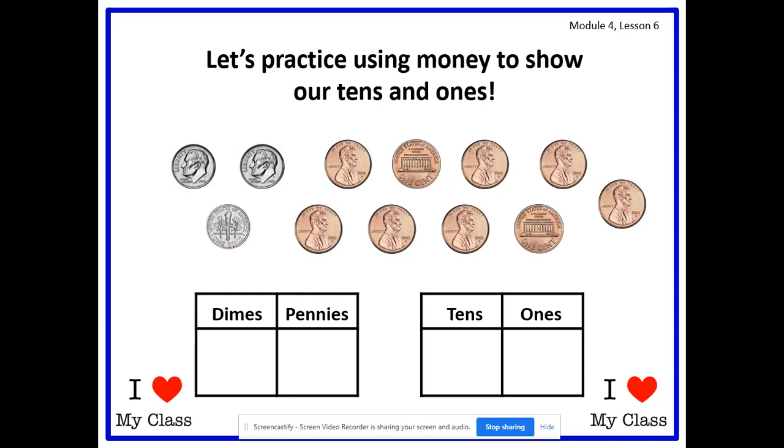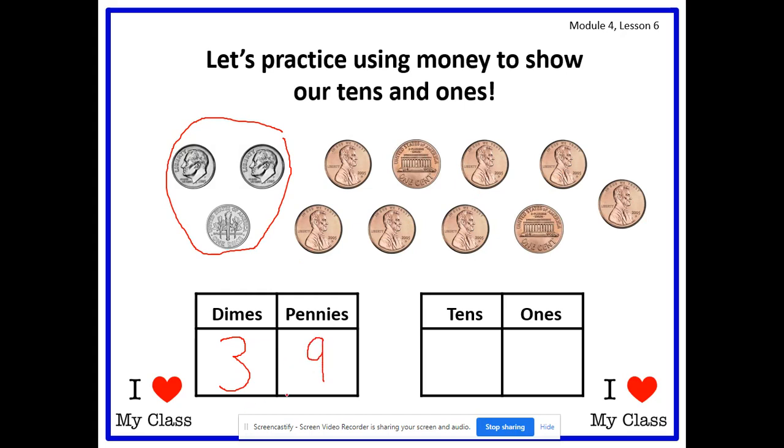Get ready. Yes, 3 dimes, which are right here. So we would put 3 dimes. How many pennies do we have? Well, let's count. Get ready. 1, 2, 3, 4, 5, 6, 7, 8, 9. So we have 9 pennies.